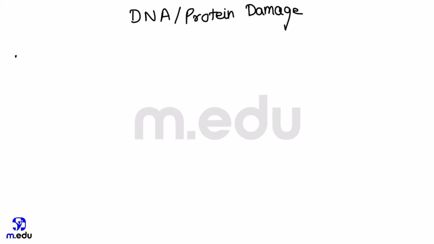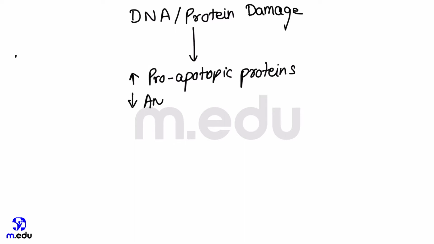Next, when there is DNA or protein damage, there will be two things that will happen. Number one, it will be the increase in pro-apoptotic proteins. And decrease in anti-apoptotic proteins. Now you may ask, what are these things? Now, pro-apoptotic proteins are the proteins that increase apoptosis, whereas the anti-apoptotic proteins are the proteins that decrease the apoptosis.